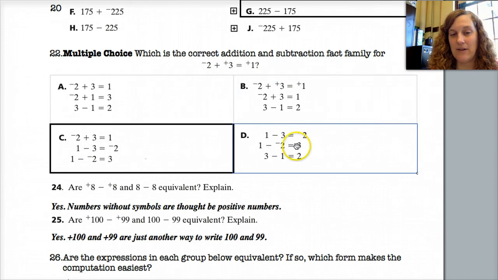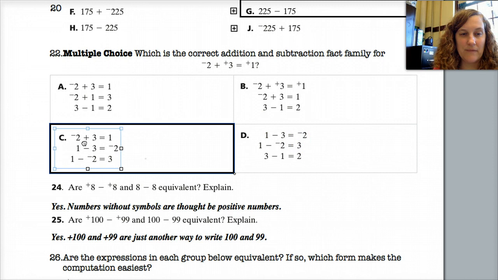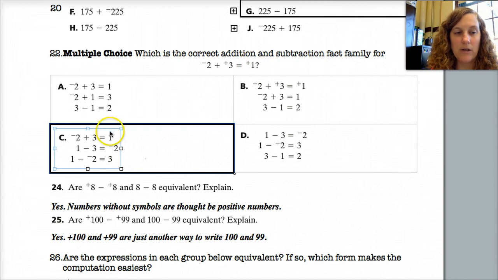Let's see why D's not right, because it doesn't have any other additions of the fact family. It should have had a positive 3 plus a negative 2, which it doesn't. So let's look at this one. Negative 2 plus 3 equals a positive 1, so that's valid. I would have liked to have seen positive 3 plus a negative 2. And then the subtraction problems are going to start with a positive 1. So positive 1 minus a positive 3 equals negative 2. Positive 1 minus a negative 2 equals positive 3. So C is the best answer because the rest have things that are incorrect.